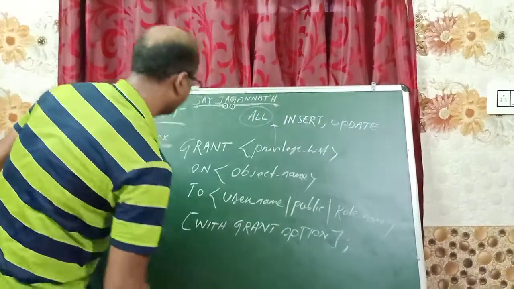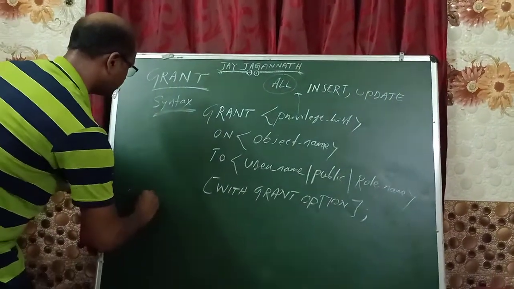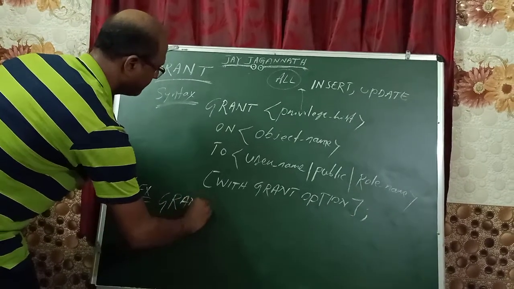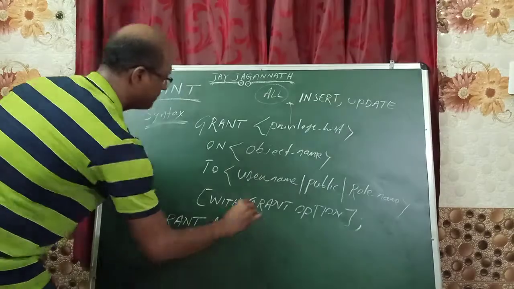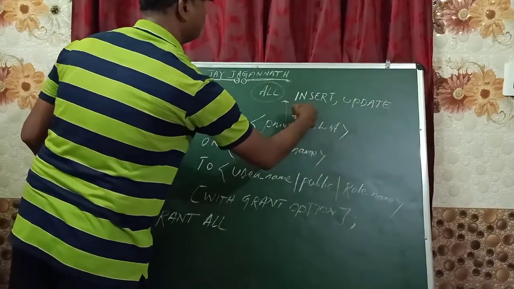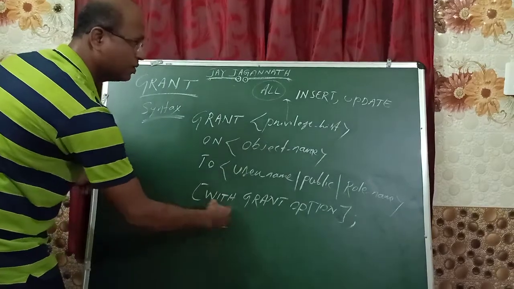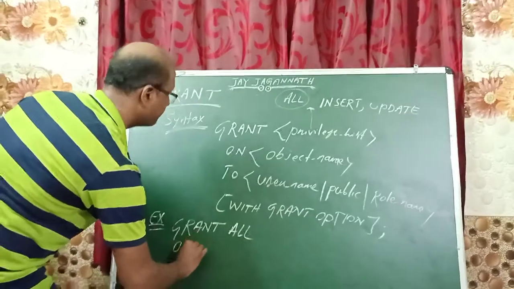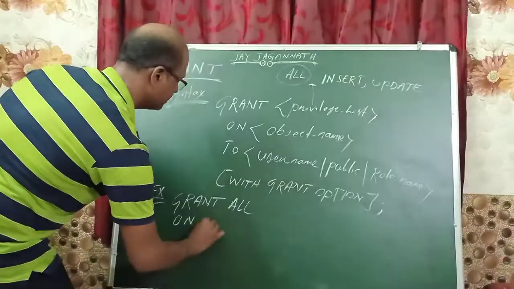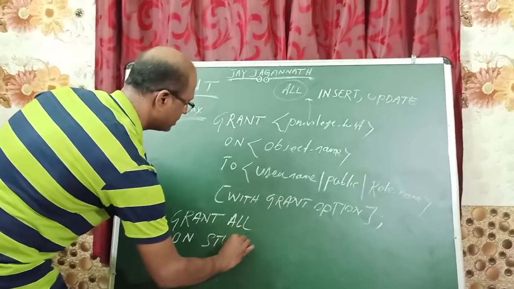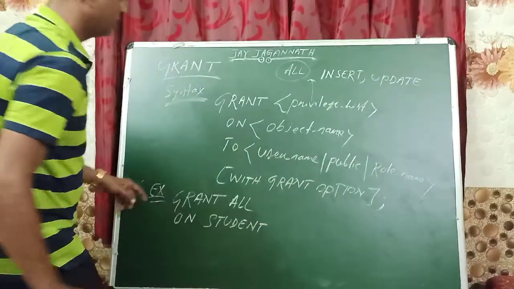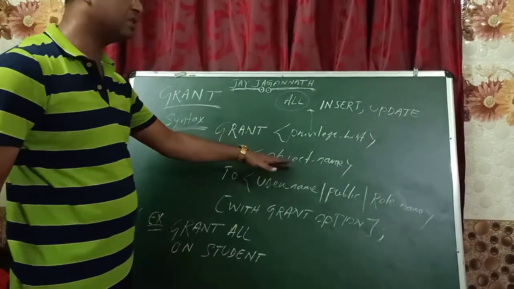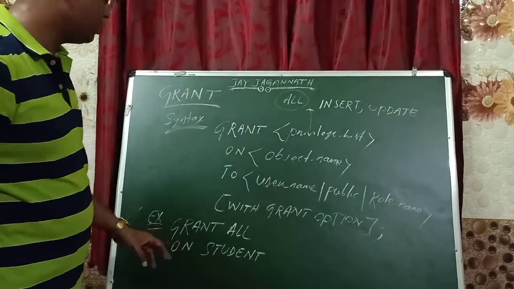For example, we can write here: grant all. Instead of a privilege list, we use the keyword all. Grant all on object name. Object name means the student table. The object might be a table, view, or sequence. You can say this is the relation name. I already told you in video 1.